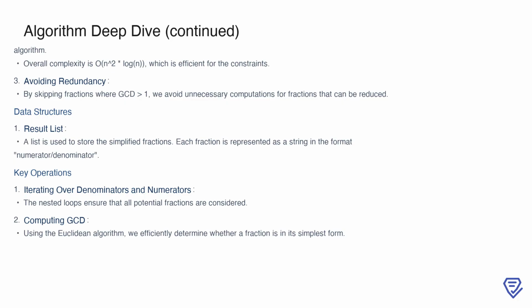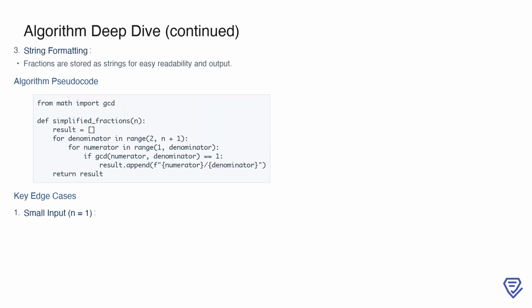Both operations are optimized for efficiency. For instance, the Euclidean algorithm used to compute the GCD is highly efficient, making it suitable for the problem's constraints. Moreover, by directly skipping fractions where the GCD is greater than 1, the algorithm avoids unnecessary checks and computations, further streamlining the process. Once the valid fractions are identified, they are formatted as strings and stored in the result list. This ensures that the output is both easy to read and simple to handle programmatically.